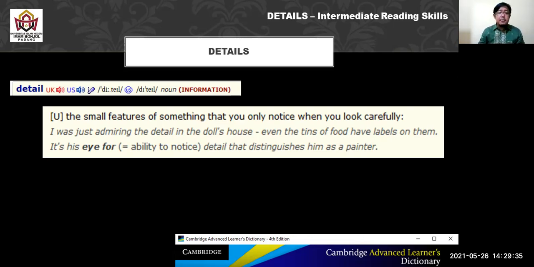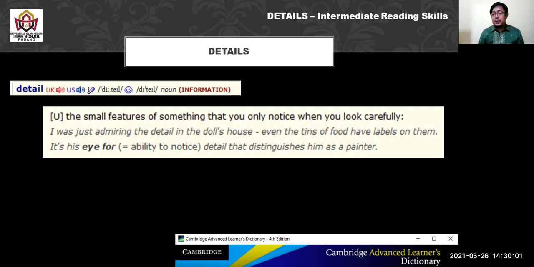I was just admiring the detail in the doll's house. Even the tins of food have labels on them. It's his eye, his ability to notice detail, that distinguishes him as a painter. So this says it is his eye that can see the detail that distinguishes him as a painter. That's the meaning. So, small features of something.